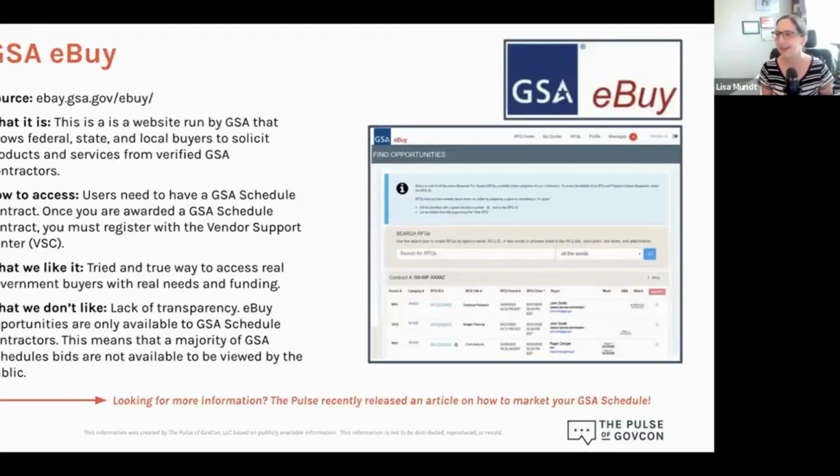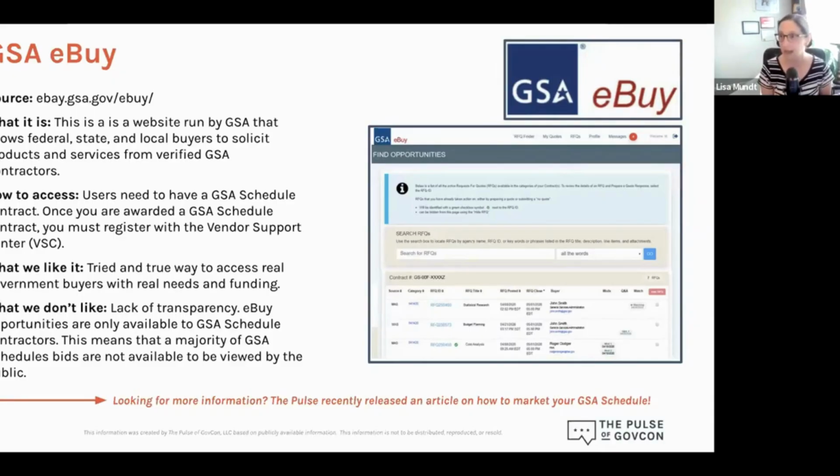GSA eBuy. You know, I have very mixed feelings about GSA eBuy from a data perspective on trying to figure out types of contracts that are being awarded or put out to market. So this is run by GSA. It allows federal, state, and local buyers to solicit products and services from verified GSA contractors. So this is what they mean when they say you're on a GSA schedule. If you have access to those under those SINs, when you log into eBuy, you're able to see only the opportunities for the GSA schedule SINs that you qualify for.